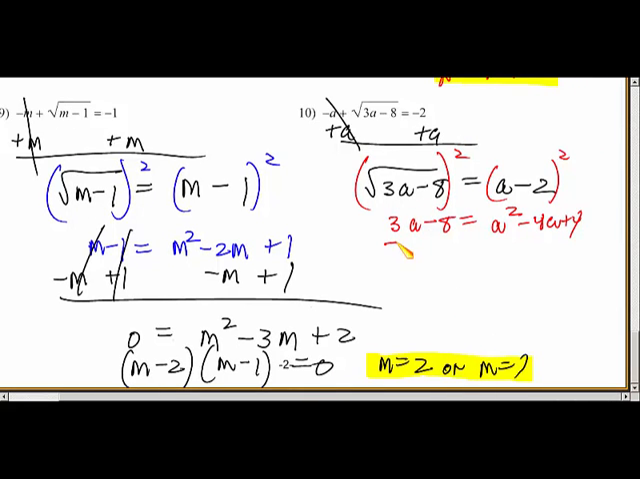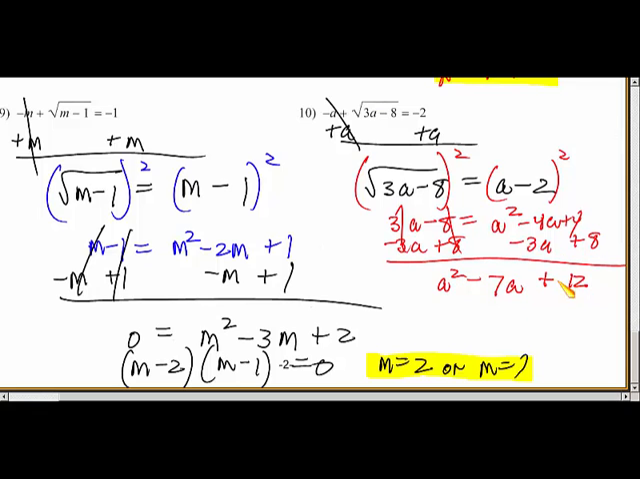And now I need to subtract 3a and add 8. And that gives me a squared minus 7a plus 12. So I factor that, a minus 4 and a minus 3. And that means my solutions are going to be a equals 4 or a equals 3. And that would be it.